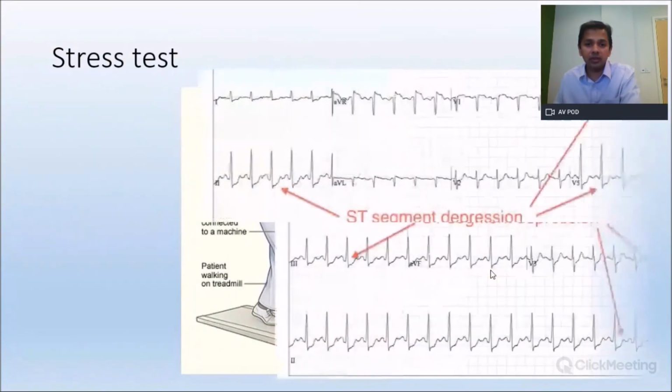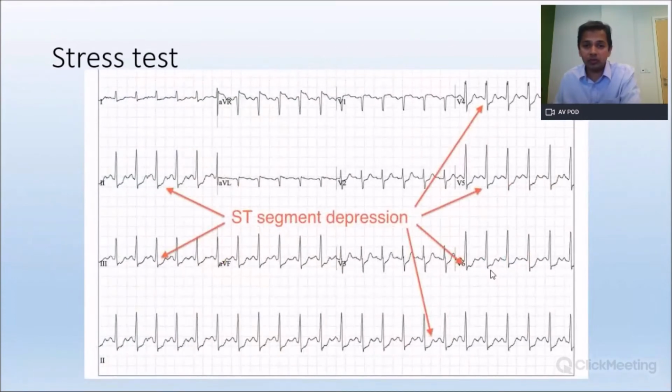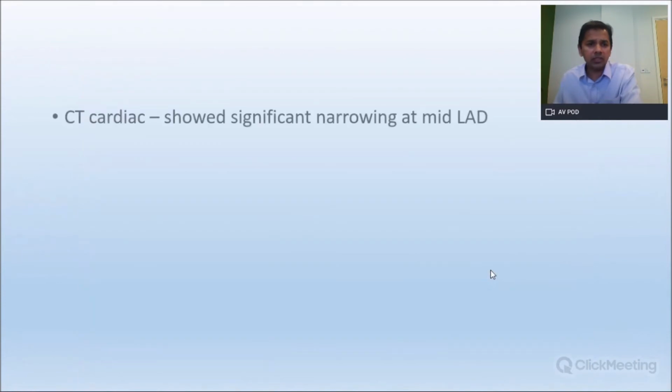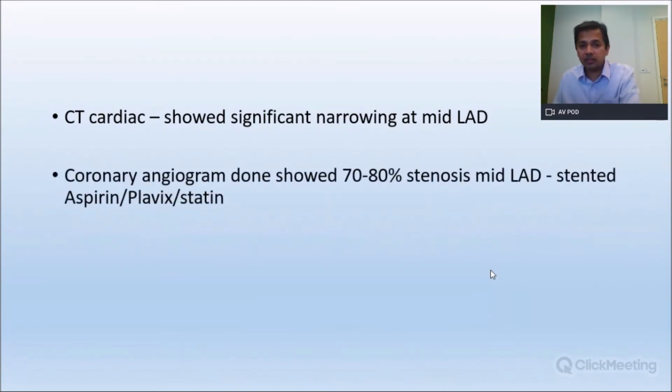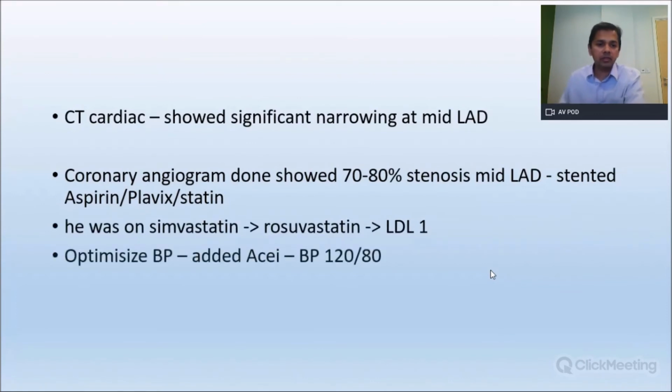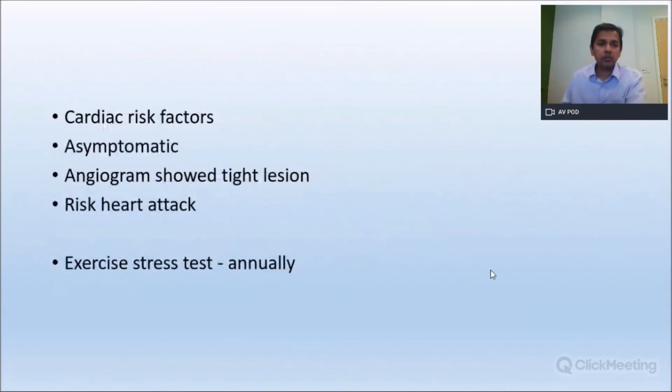This is how a stress test looks like. And this patient's stress test was positive. It was abnormal at stage 3. So I did a CT cardiac, and it showed that this patient has a narrowing at the mid-LAD. Angiogram confirmed that he had a tight lesion at the mid-LAD, and we stented this patient. Started him on double antiplatelet, and his medication was optimized. So this patient had cardiac risk factors, but he was asymptomatic under a GP follow-up.